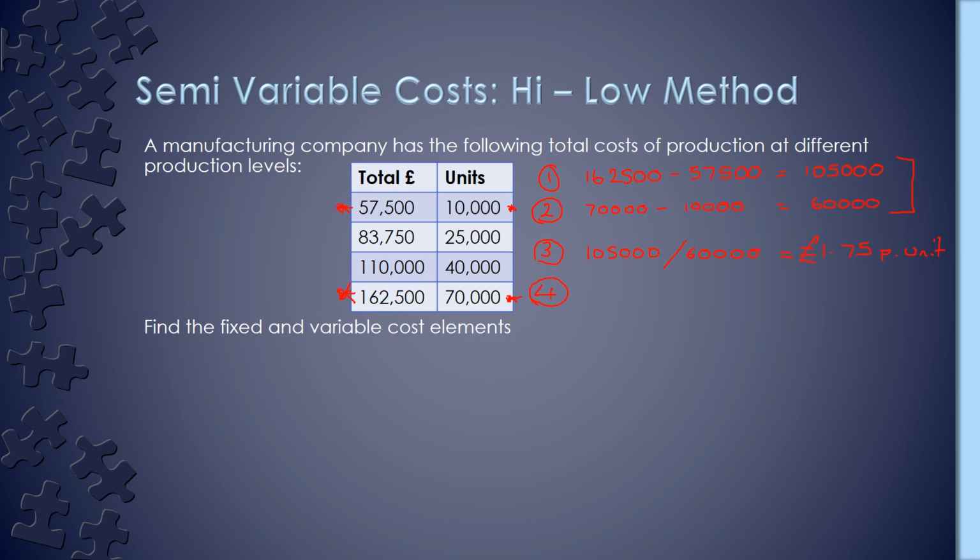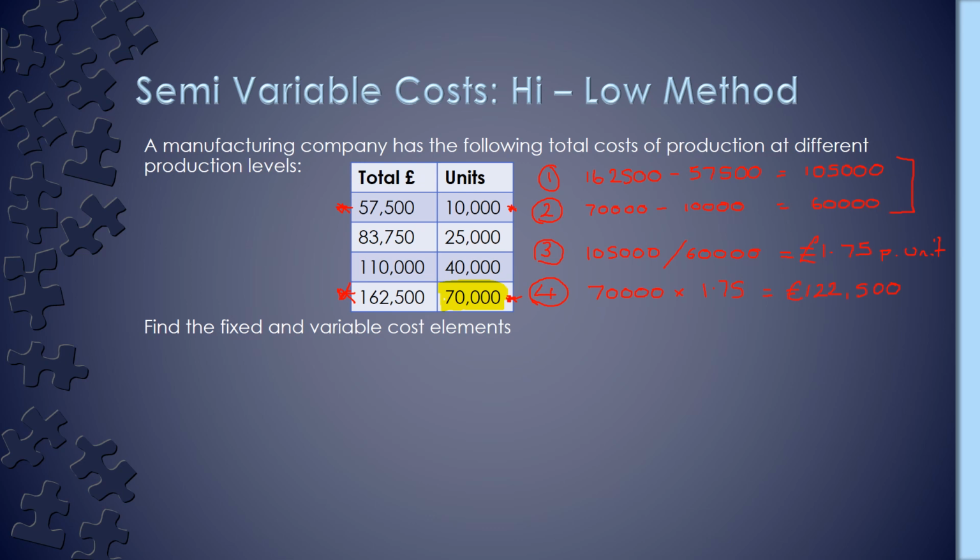So step 4, we're then going to take either our highest or our lowest number of units. I am going to base my next few calculations on the highest. So our highest number of units was 70,000. Now we're going to multiply that out by the variable cost that we calculated in step 3. So that's 70,000 by 1.75. And that gives us a variable element of 122,500.